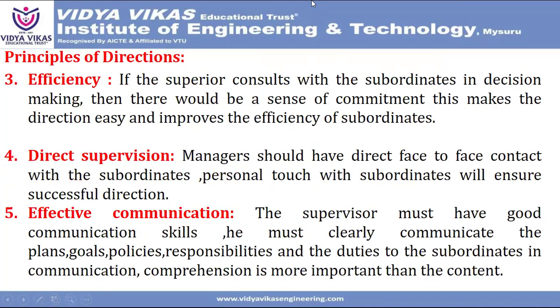Okay. And then efficiency. How do we get 100% efficiency? If the superior consults with the subordinates in decision making, then there would be a sense of commitment. This makes the direction easy and improves the efficiency of subordinates. Okay, whenever we are making decisions, at that time we need to consider each and every subordinate in that meeting. Only then will we increase or improve the efficiency of the organization.